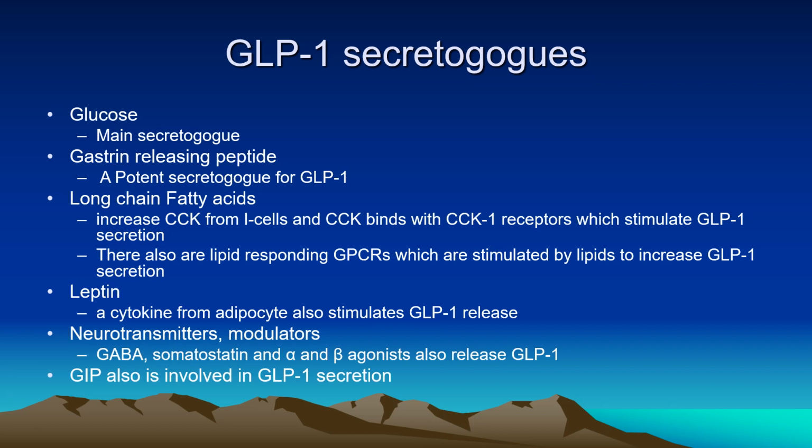Now, several substances act as GLP-1 secretagogues, glucose being the main secretagogue, gastrin-releasing peptide, long-chain fatty acids, leptin, some neurotransmitters and neuromodulators, GABA, somatostatin, and alpha-beta agonists also release GLP-1. And in fact, GIP is also involved in the secretion of GLP-1. Now, so far as long-chain fatty acids are concerned, there is increased CCK from the I cells of the intestine, and this increased CCK binds with receptors which stimulate GLP-1 secretion.